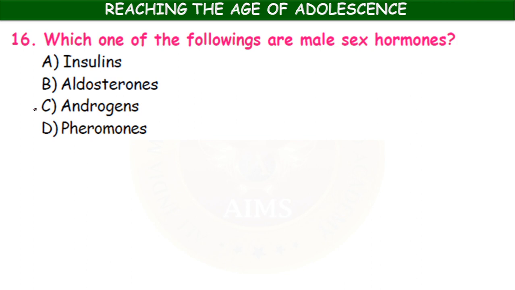Okay, so the insulin is secreted by the pancreas. Aldosterones are secreted by the adrenal gland, and androgens, these are the male sex hormones.